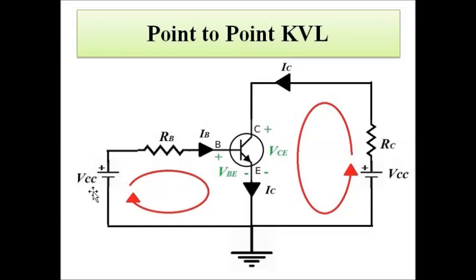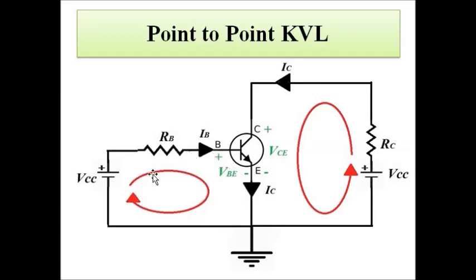But do not repeat the same. Okay, so suppose you start from here, from VCC, using the second sign dominating method. It will be VCC minus IBRB minus VBE is equal to 0. So VCC minus IBRB minus VBE, you reach here up to VCC. Do not again include VCC.